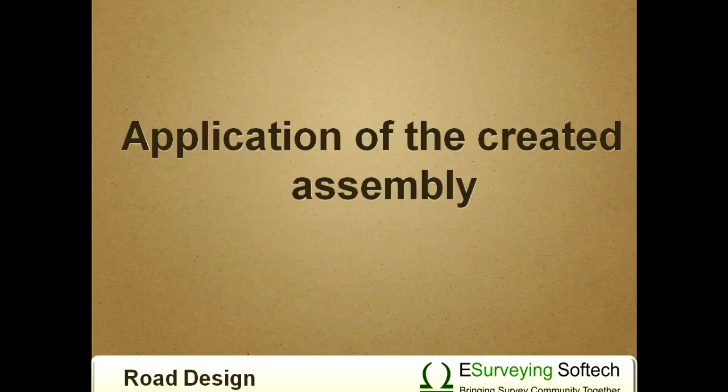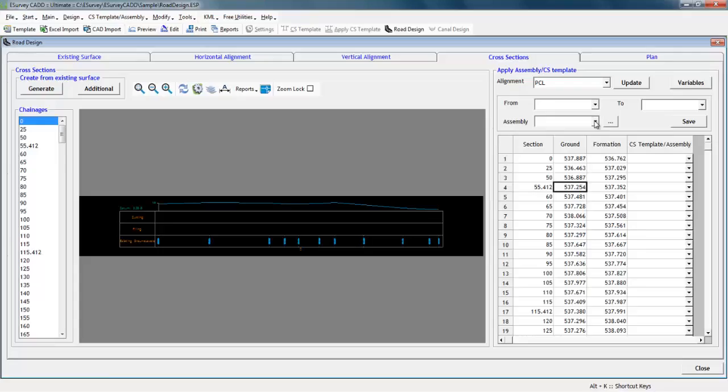Application of the created assembly. As mentioned earlier, a project will have different typical cross-sections for a particular length of the total alignment. For example, TCS1 may be from kilometer 0 to 780 meters and TCS2 could be from 810 meters to 1500 meters. Under Apply Assembly or Cross-Section Template Group, select From and To Changes as required.